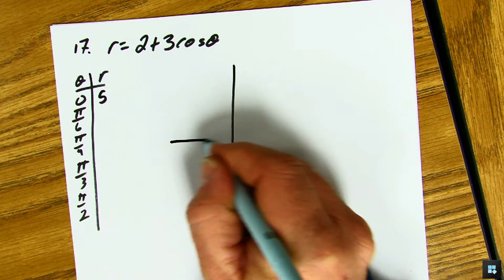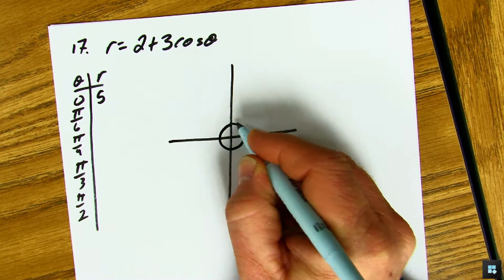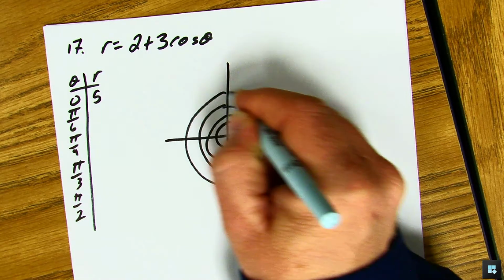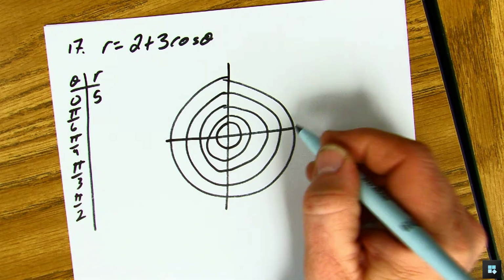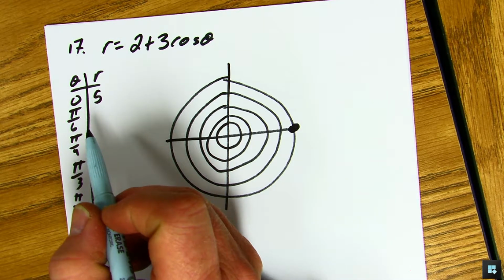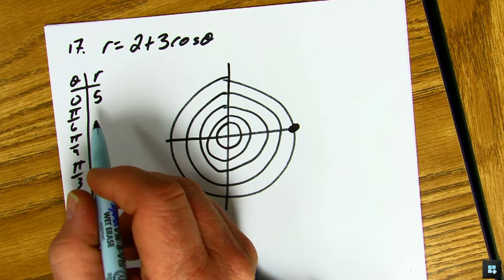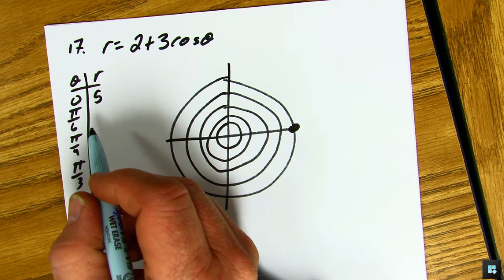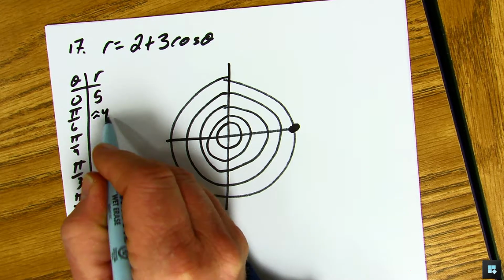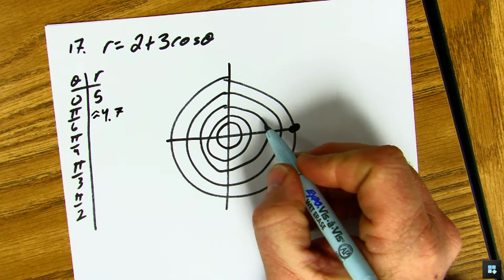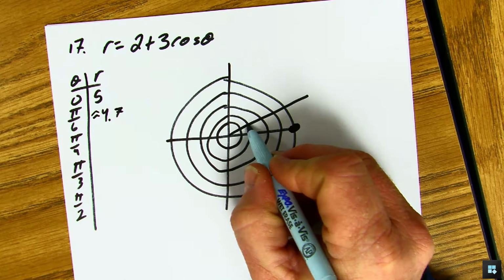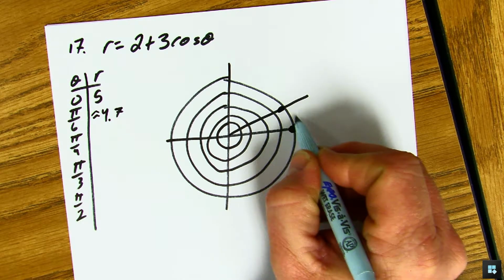So let's go ahead and draw up our polar graph. 1, 2, 3, 4, 5. So we're out here at 5. Now if I put in pi over 6, cosine of pi over 6 is square root of 3 over 2, which is 0.866, times 3. That's close to 2.7, plus 2, so approximately 4.7, probably 4.6, 4.5. You can figure that out a little better with your calculator. So 1, 2, 3, 4, point whatever that is, so about right in there.